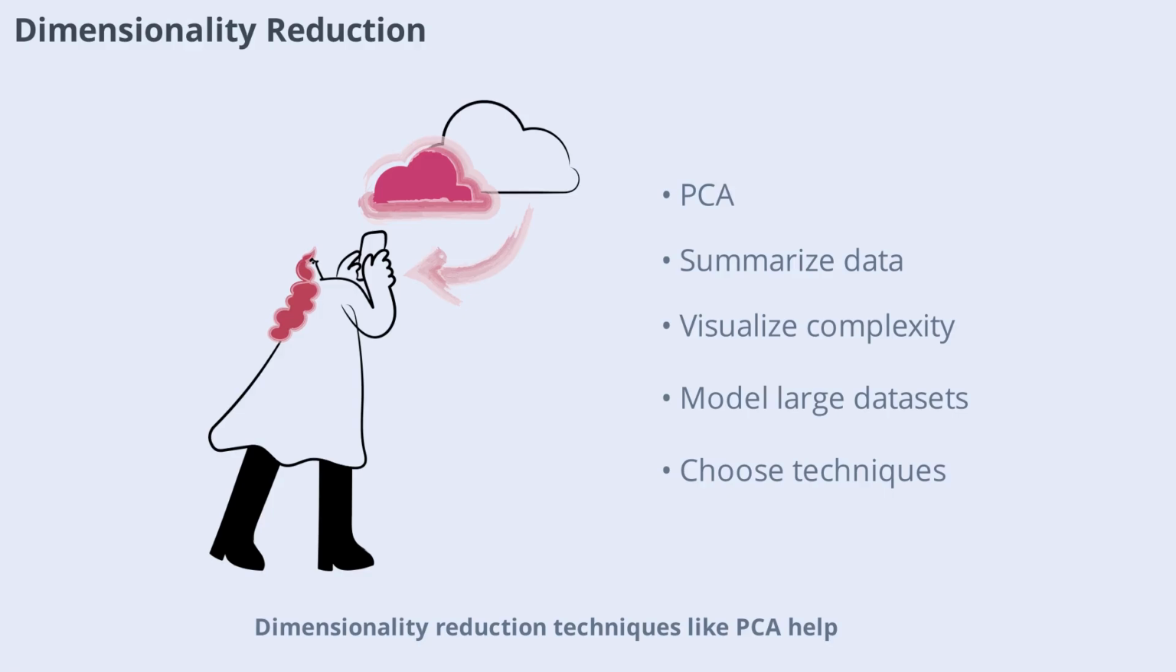Dimensionality reduction techniques like PCA help us summarize large datasets with many variables. EDA guides us in choosing and applying these techniques, making it easier to visualize and model complex data.